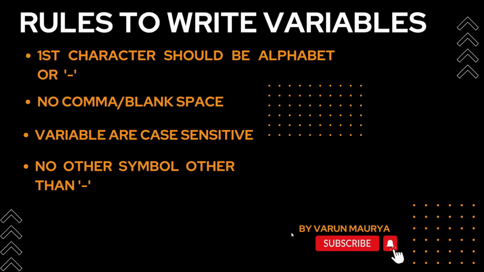In C language, we have some rules to write a variable. Let's learn about them. First one is, the first character should be an alphabet or underscore, which means you can't use any other special character or number in the place of the first character in a variable name. Second, no comma and blank space is permitted. Third, variables are case sensitive, which means capital alphabets and small alphabets are different in C. Fourth one, no other symbol other than underscore is permitted.